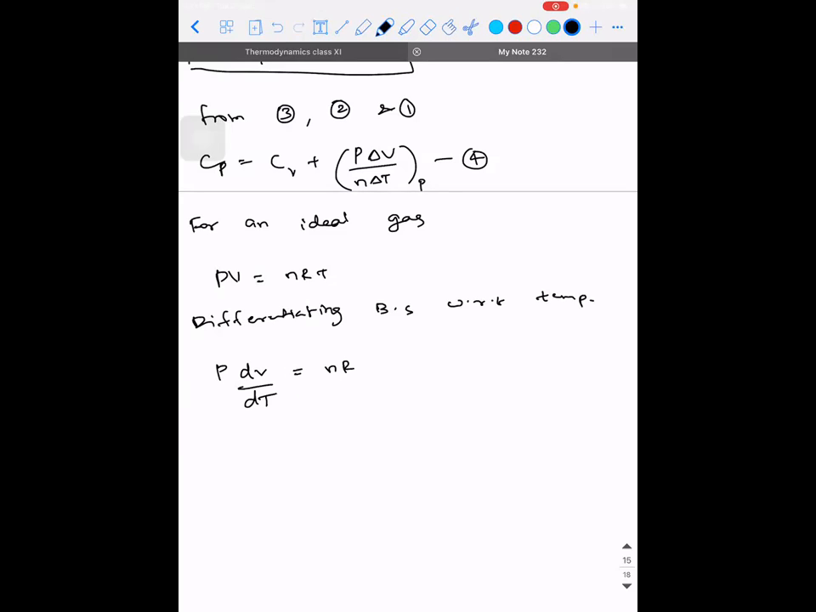So for PV, what I did is I took out P because pressure is constant. So P is taken out. Volume is going to change with respect to temperature as dV by dT. That is equal to nR into dT by dT is going to be 1. That is why I wrote nR. Clear? So from this we can conclude that P dV is equal to nR dT, or P delta V is equal to nR delta T. If I replace the dV with delta V, then P delta V will be equal to nR into delta T.